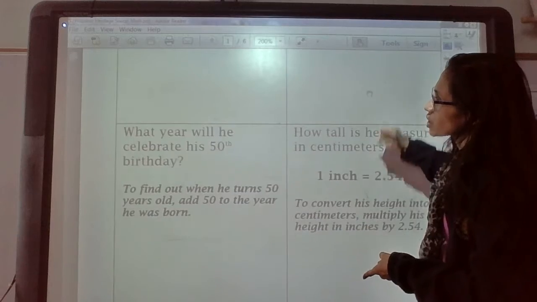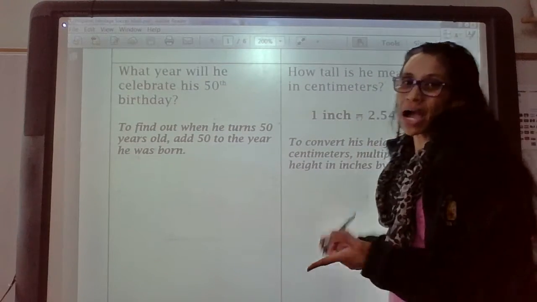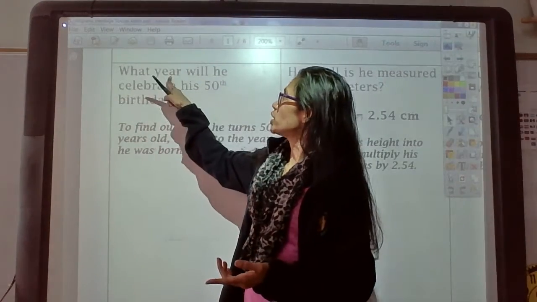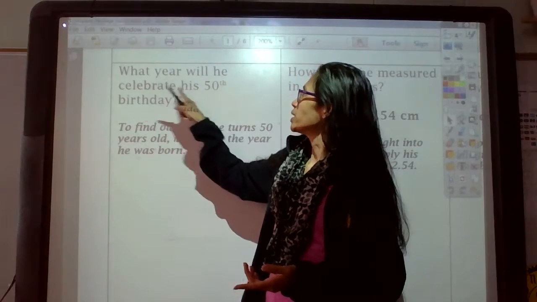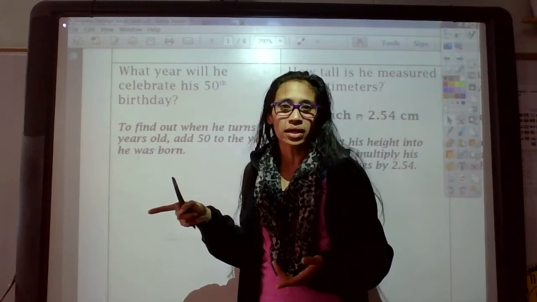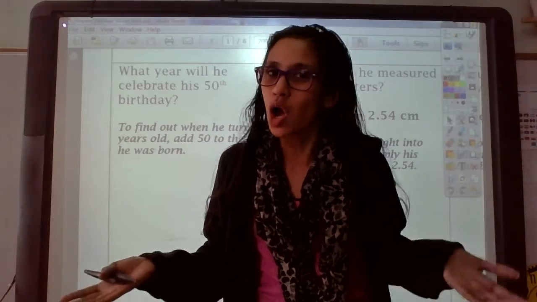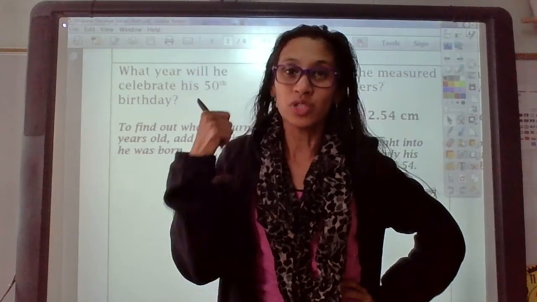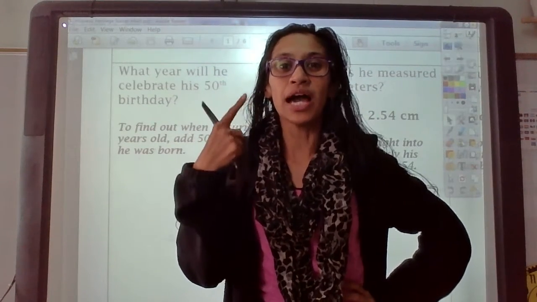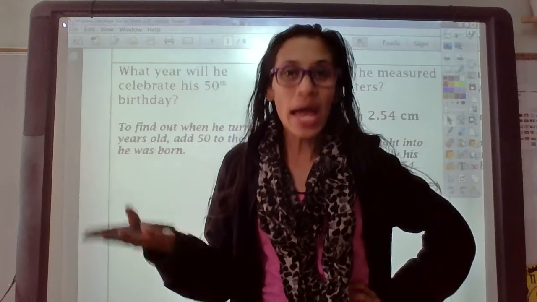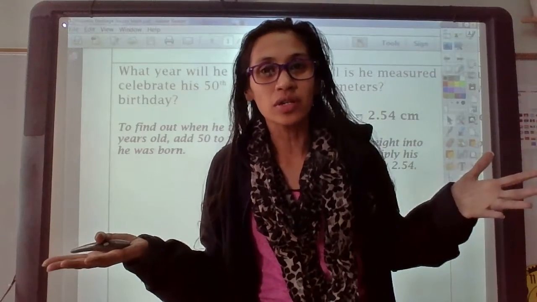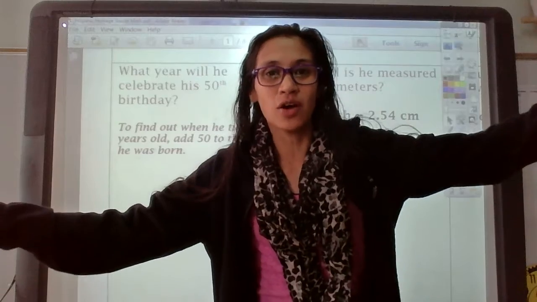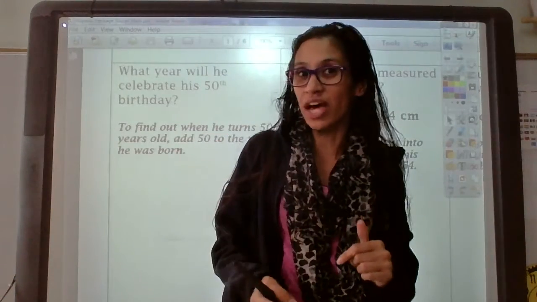So let's look at the question at the bottom. The question at the bottom says, what year will he celebrate his 50th birthday? Was he 50 years old? No. How old was he? He was 36 years old, right? So now I want to figure out, when will he be 50 years old? Oh my goodness, that's a long time from now. But we can do some math to figure that out.